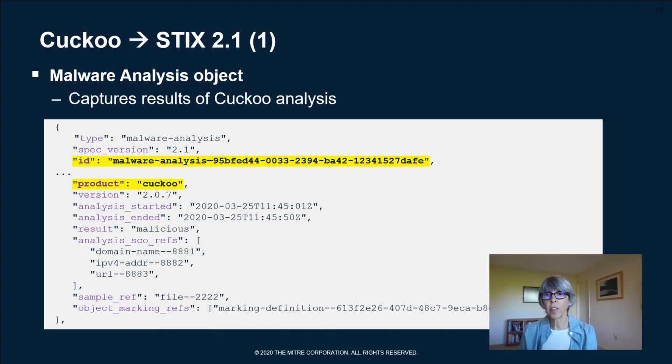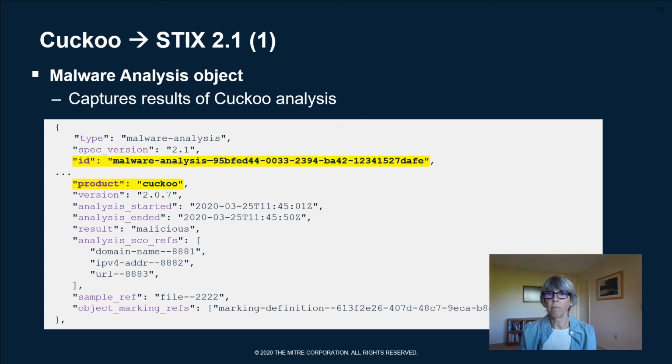And then these next two slides show how Cuckoo analysis results and MBC can be captured in STIX 2.1. So this malware analysis object captures the Cuckoo output. You see that Cuckoo is listed as the product, and then the various analysis details are captured in different object properties. I haven't really gone into them here, but it may have found a domain name or IP addresses. You can see that those are there. Whatever is in that Cuckoo report would be captured in the malware analysis object.